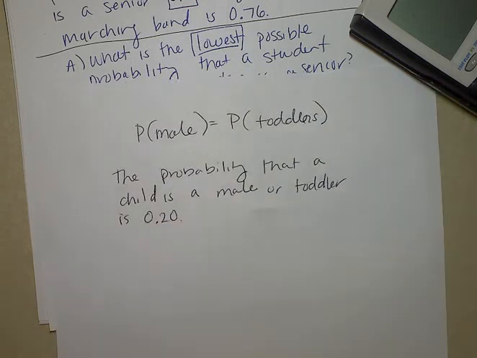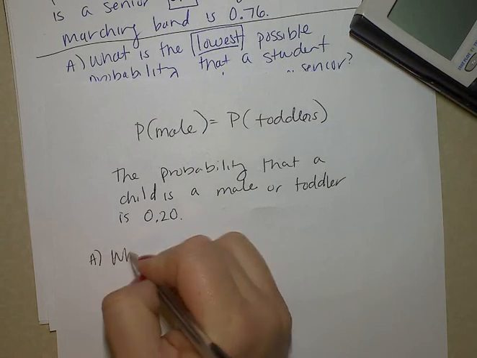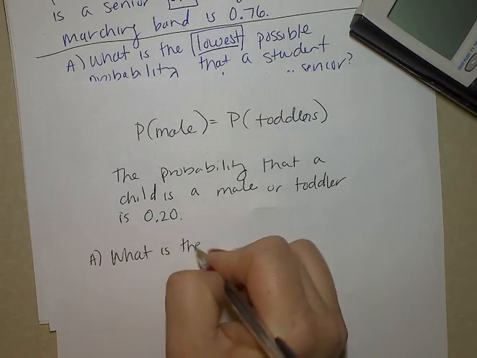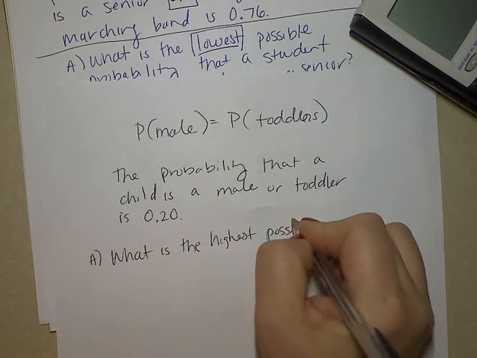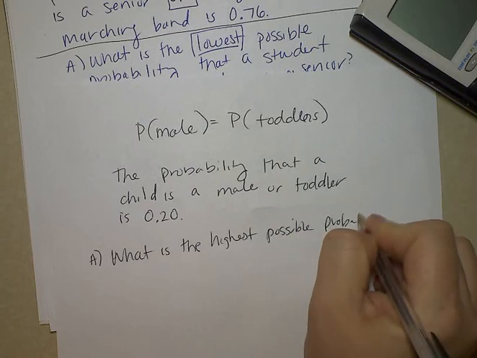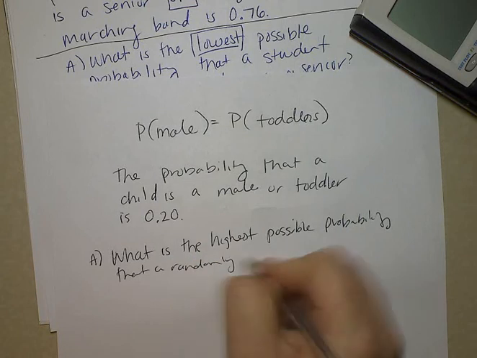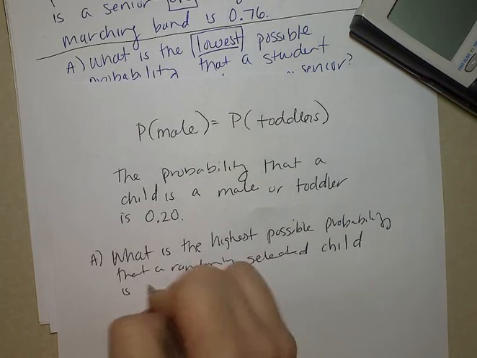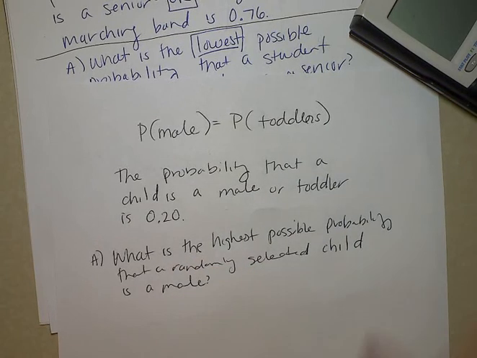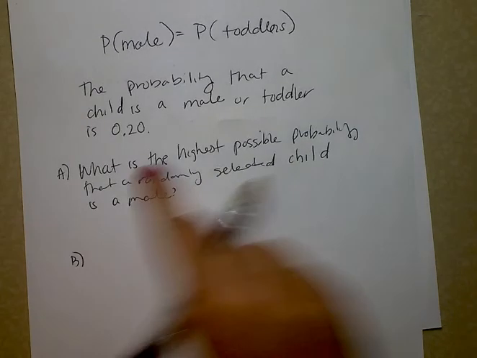Okay, so question A, don't feel like you have to write down these questions, is what is the highest possible probability that a randomly selected child is a male? With your partner, find that answer, and then I'll write down the second question next. So working on part A with your partner.